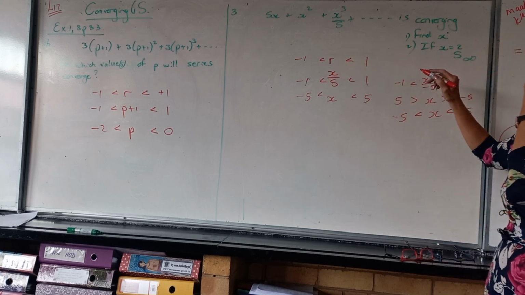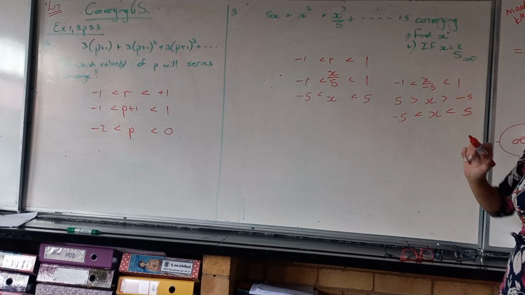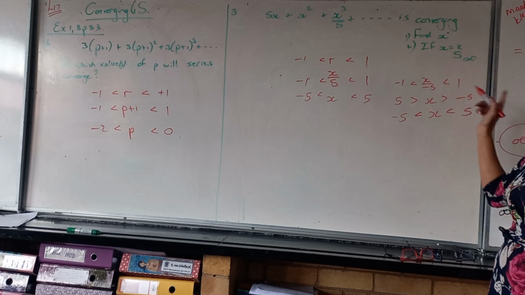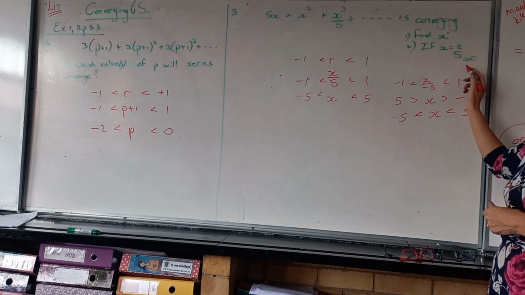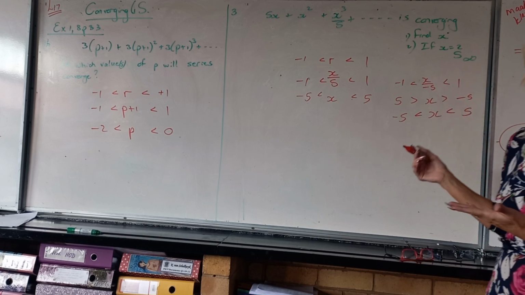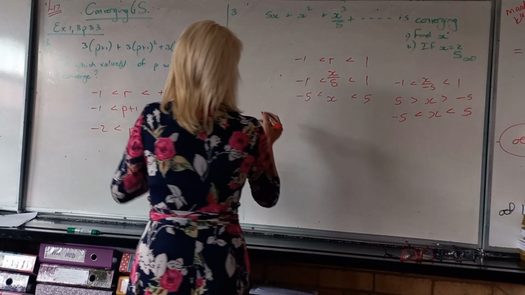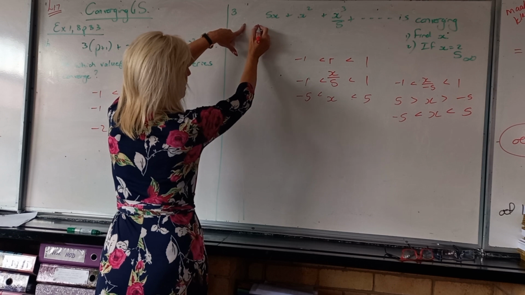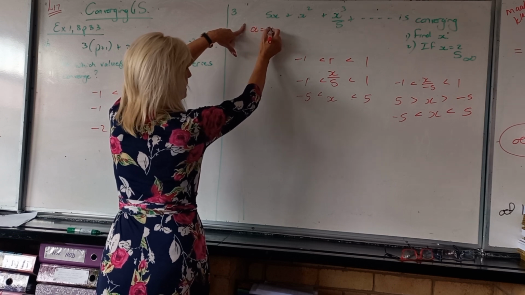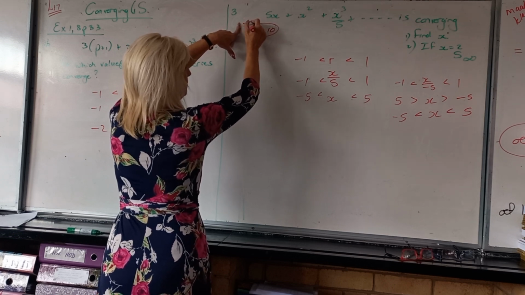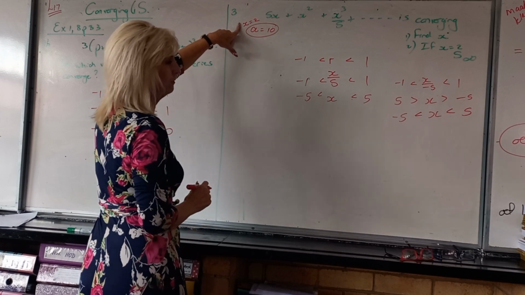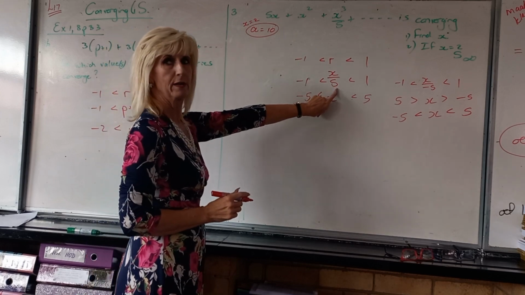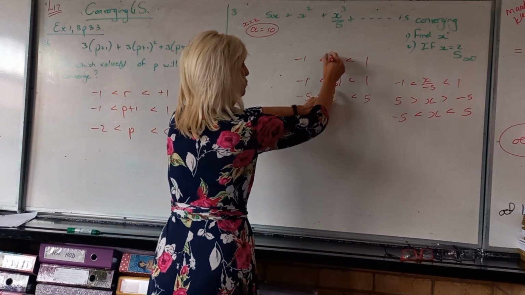But then it didn't stop. They said, if x is now 2, then please go and find me the sum to infinity. So if x was 2, what would this look like? That would mean that if x is 2, the a value was 10. And the R value? 2 over 5. 2 over 5. So your R that you already knew.